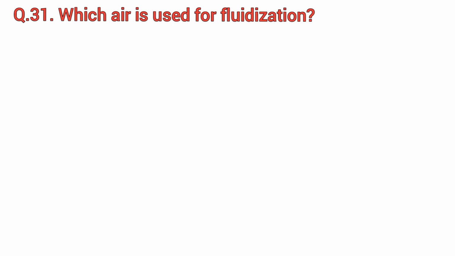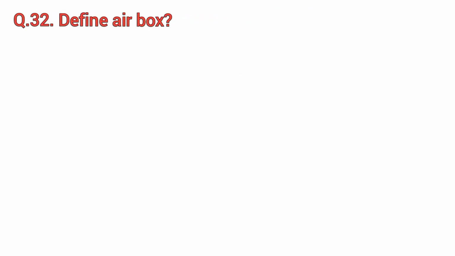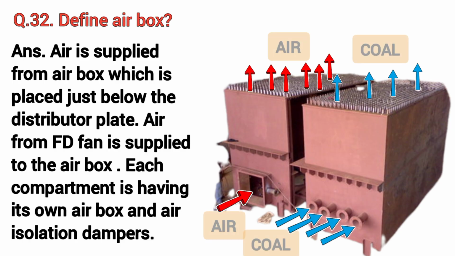Which air is used for fluidization? Atmospheric air is used for fluidization through the FD fan. Define air box. Air is supplied from the air box, which is placed just below the distributor plate. Air from the FD fan is supplied to the air box. Each compartment has its own air box and air isolation dampers.